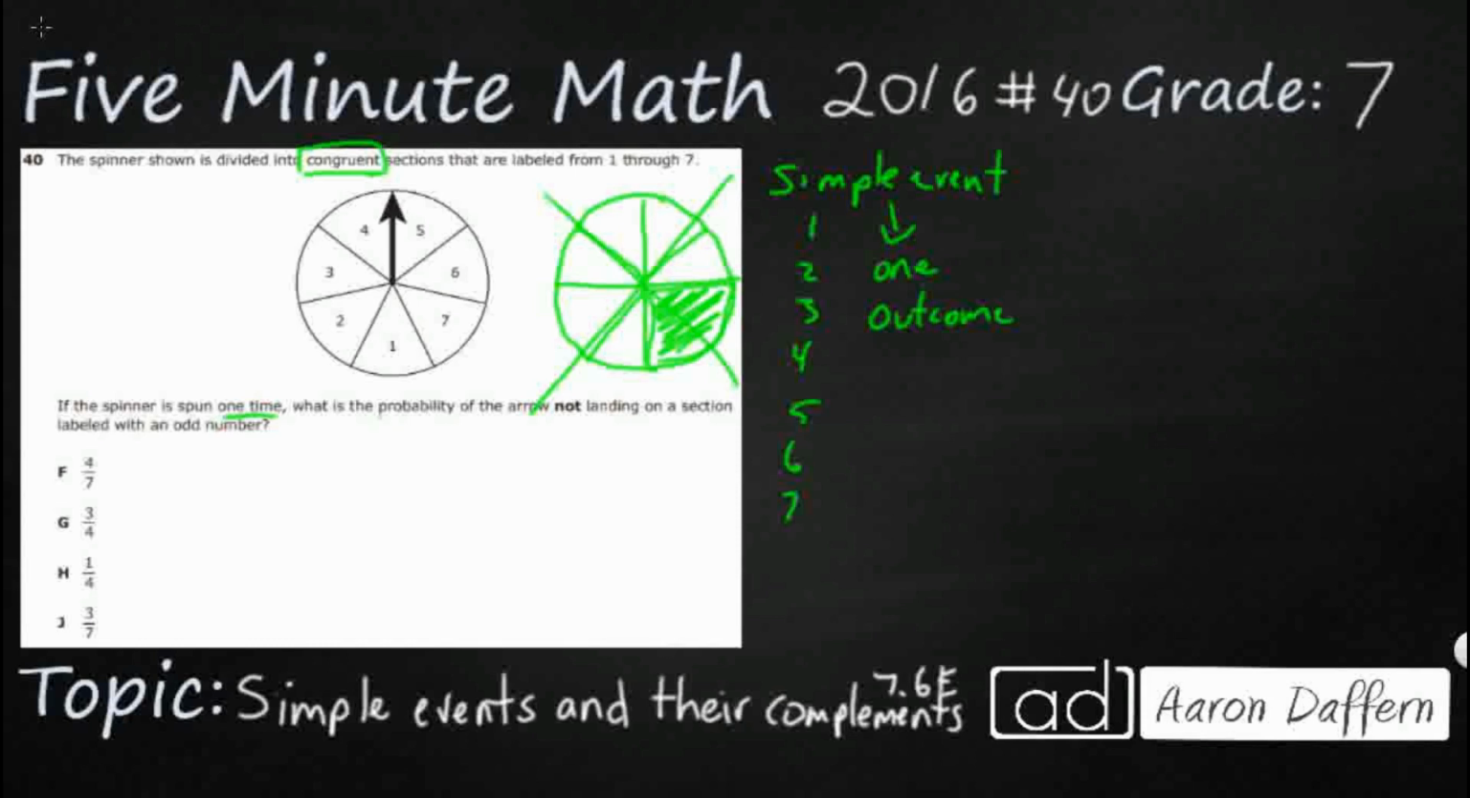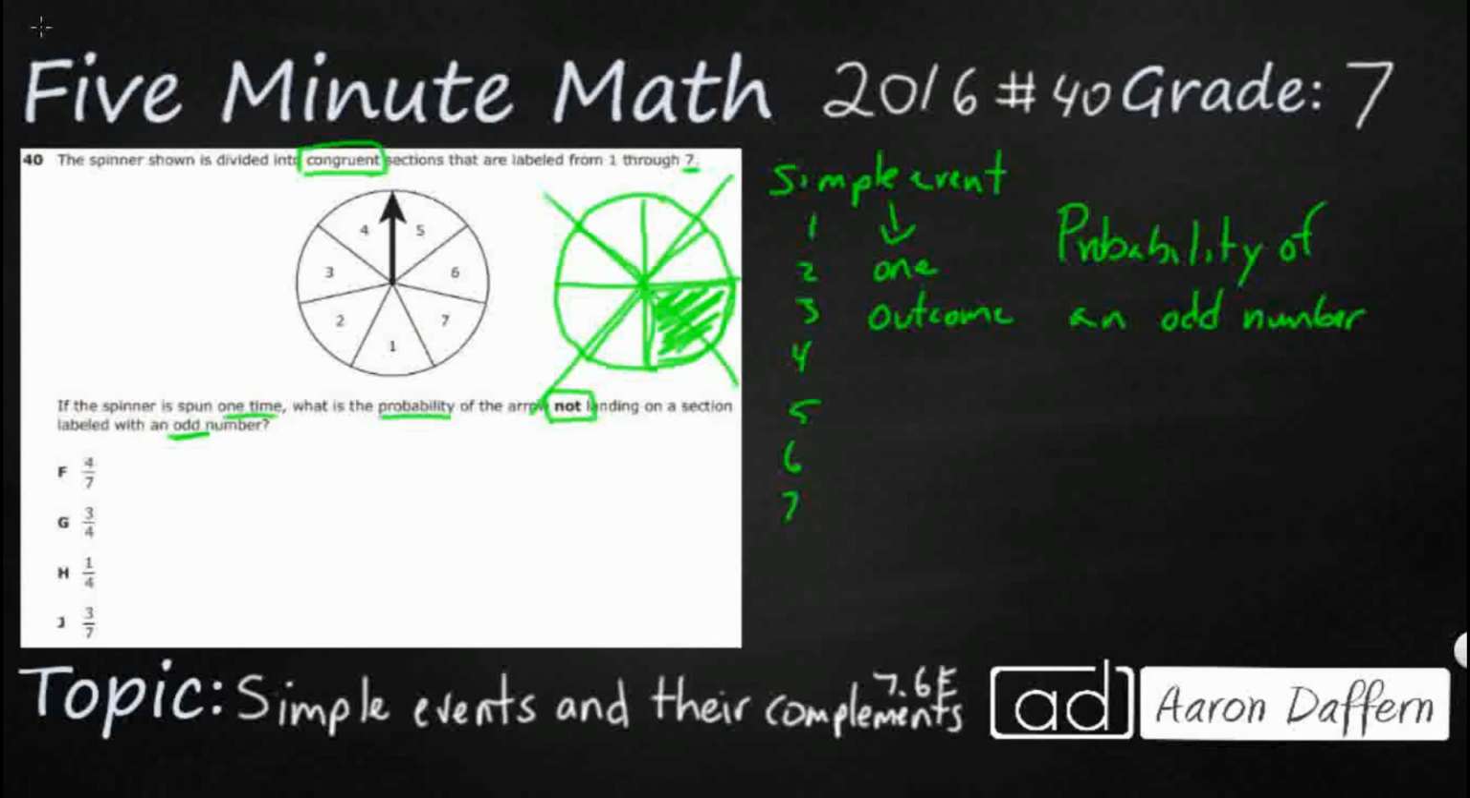So we need to find the probability. That's pretty simple, right? We know there are 7 different options on the spinner. All right, see that not? They bolded it. They didn't capitalize it, but they at least bolded it: landing on a section labeled with an odd number. All right, so the probability of an odd number. Let's figure that out because that's going to help us with our answer.